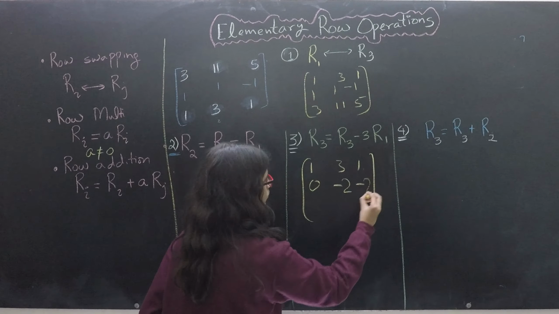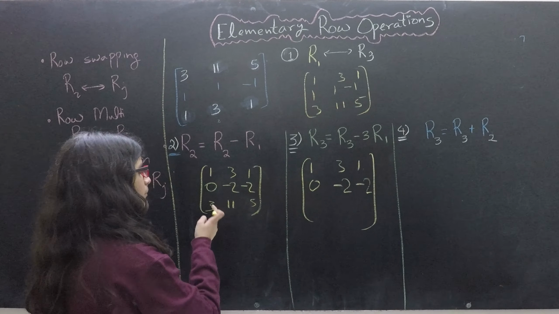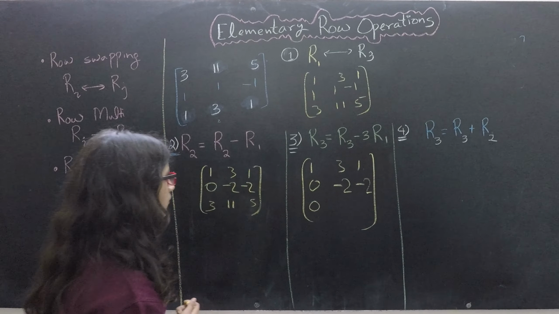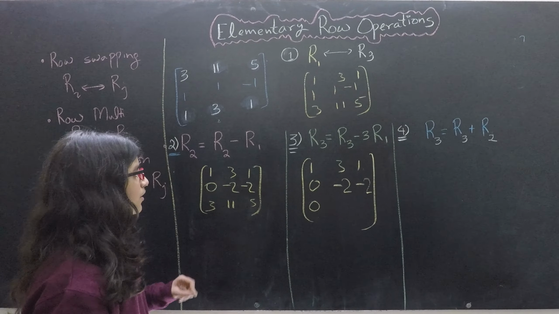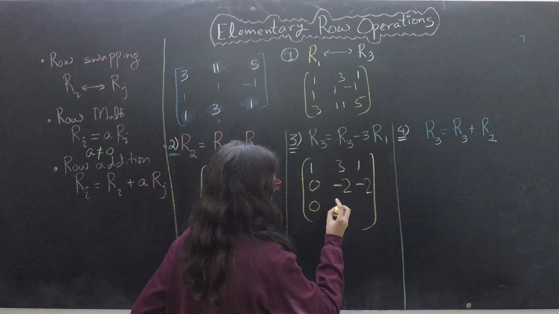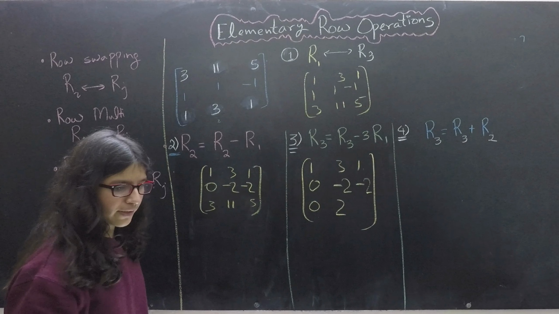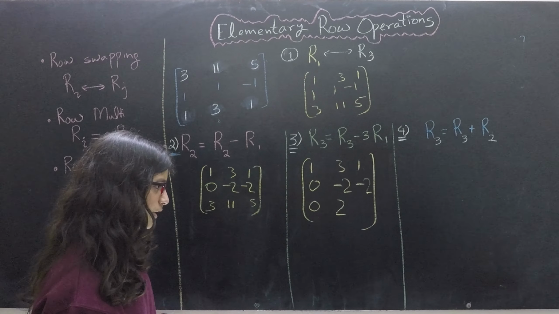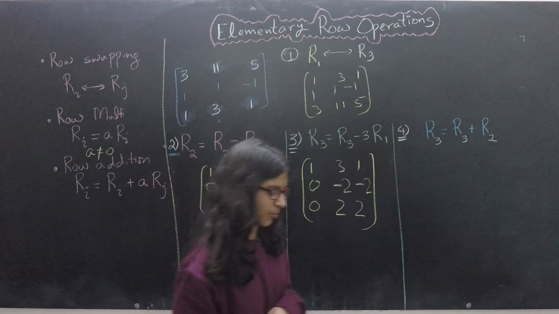Now we're going to do the question. So 1 multiplied by 3 is 3, and 3 minus 3 will be 0. The next one, 3 multiplied by 3 is 9, and then 11 minus 9 will be 2. Now again, 3 multiplied by 1 is going to be 3, and then 5 minus 3 will be 2.